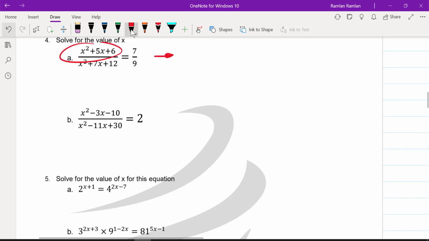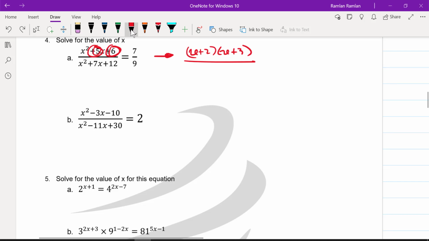Okay, you can factorize this one. On the numerator, we have x squared plus 5x plus 6, and that can be factorized as x plus 2 multiplied by x plus 3. And on the denominator, we have x squared plus 7x plus 12. If the coefficient of x squared is 1, what you need to think of is two numbers. If you multiply, you get 6, but if you add them, you get 5, right? 3 times 2 is 6, and 3 plus 2 equals 5, so that is why it's 2 and 3.